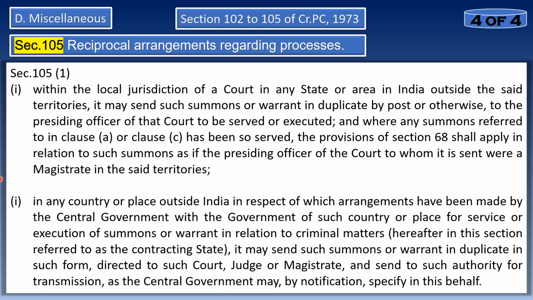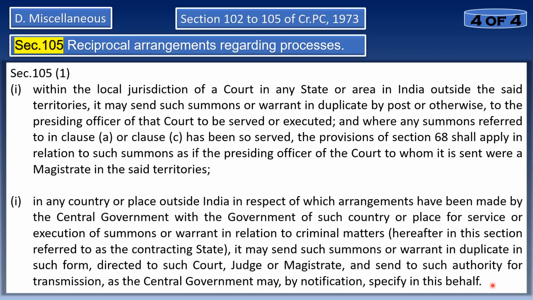Clause 2 of subsection 1 of section 105 says, in any country or place outside India in respect of which arrangements have been made by the central government or the government of such country or place for service or execution of summons or warrant in relation to criminal matters, herein this chapter referred to as the contracting state, it may send such summons or warrant in duplicate in such form directed to such court, judge or magistrate and send it to such authority for transmission as the central government may by notification specify in this regard.